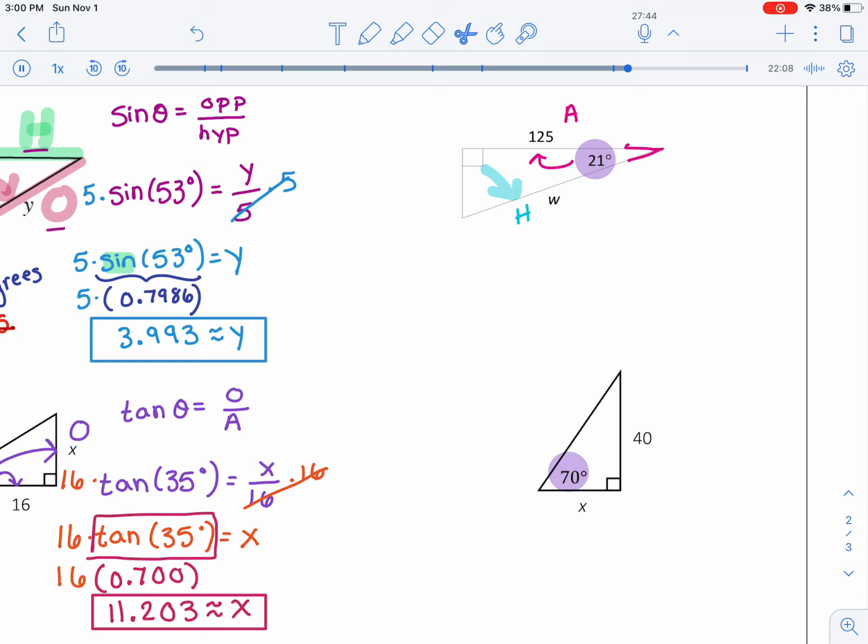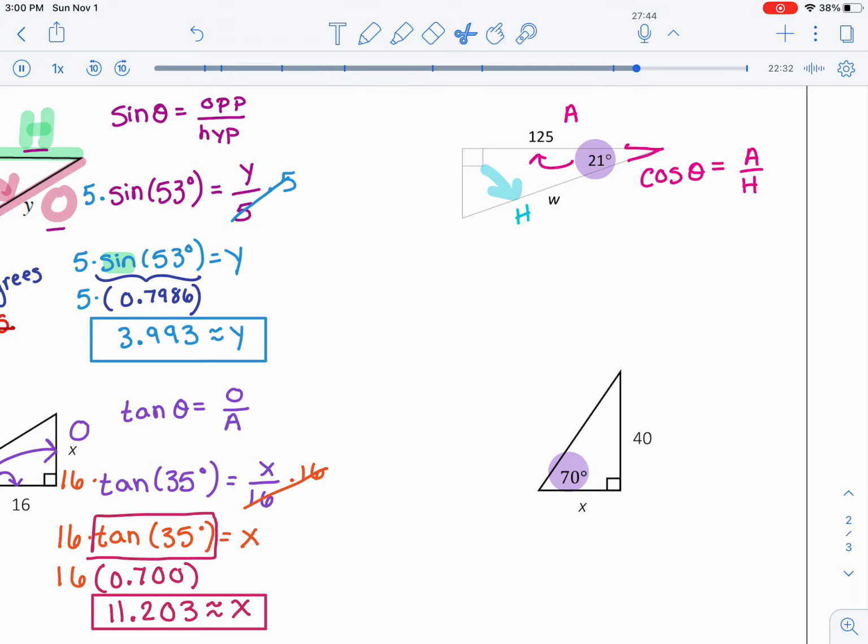So adjacent and hypotenuse, if you go back and look at your notes from the other day, we know that the cosine of an angle equals the adjacent side divided by the hypotenuse. So I'm going to plug in my numbers. The cosine of 21 degrees equals 125 divided by W.